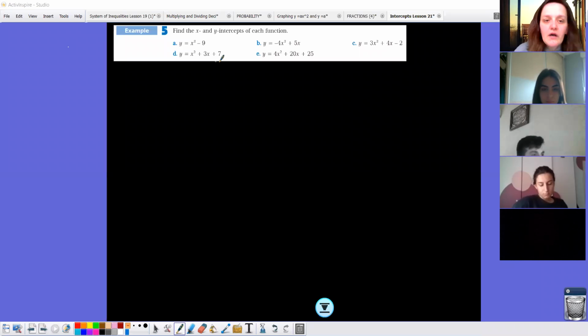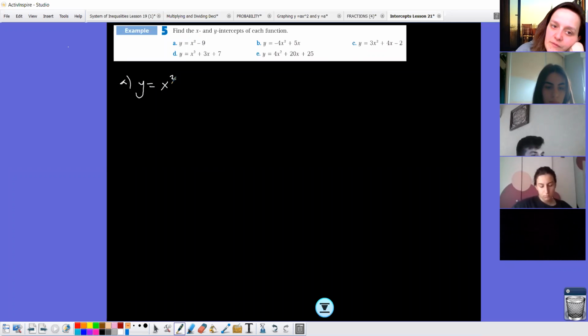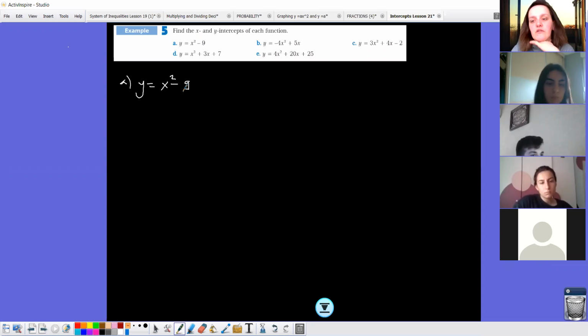So Elsa, what do you think? How can I find the x and y-intercept of the first one? A is y is equal to x squared minus 9. This is our function, and I need to find x and y-intercepts. So what will I do? How can I find this?